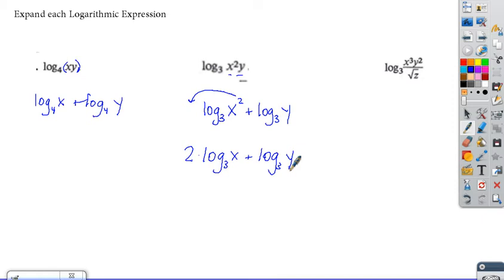Last, again, order is important here. I'm going to do the division first because both of the numbers in the numerator are being divided by the root z. Then I'm going to separate the multiplication. Finally, I'm going to do the powers. All right, so I do want to make sure I do follow an order there. So log base 3 of x cubed y squared minus log base 3 of root z.